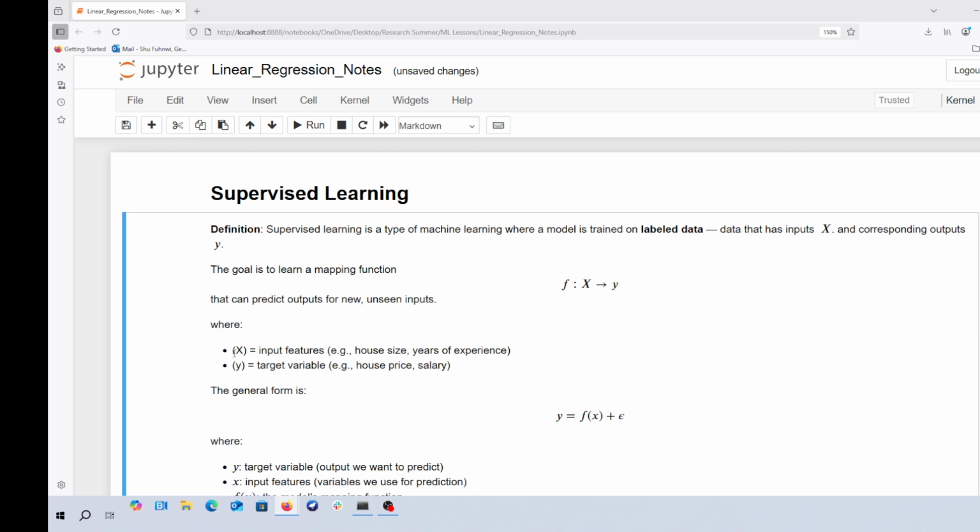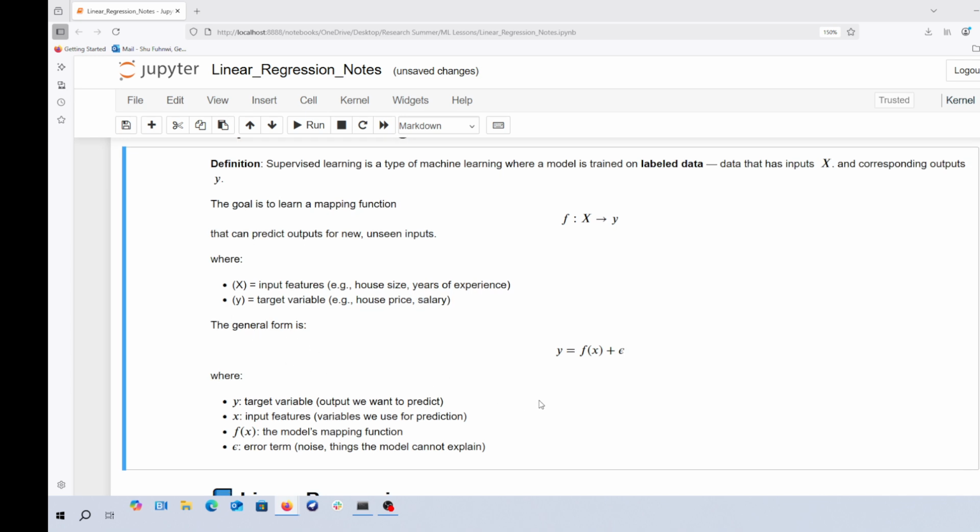Here we have x, where we can have input features. There can be many of them, like it could be the size of the house, it could be years of experience based on salary, and then the target variable here could be the price of that house as well as the salary. So the general form of the equation for supervised learning is y equals f of x, because it's mapping elements from some x to y, plus the error term.